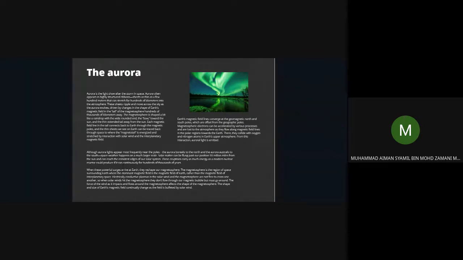There they collide with oxygen and nitrogen atoms in Earth's upper atmosphere. From this interaction, aurora light is emitted. Although auroras appear most frequently near the poles, the aurora borealis to the north and the aurora australis to the south, space weather happens on a much larger scale.